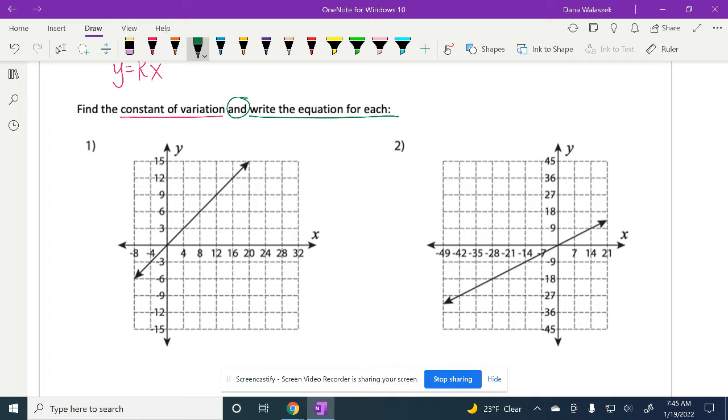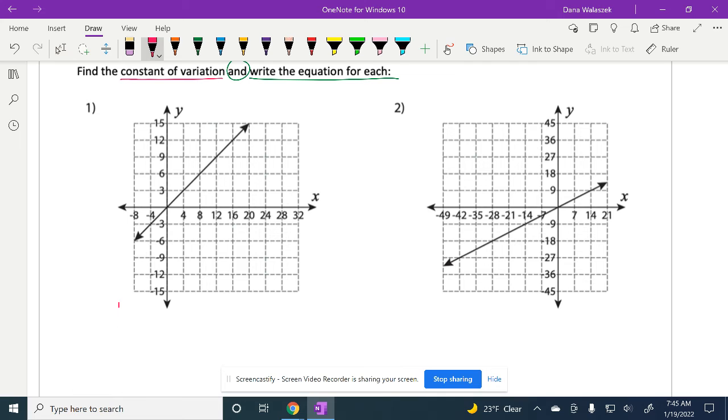and write an equation. So two things to do. So my constant of variation is always y over x. So these are my y's, these are my x's. So I pick a point, and I can pick any point that is where these dotted lines meet. So really any point on this line will work. Let's say I chose this point. The x is 16, and the y is 12.